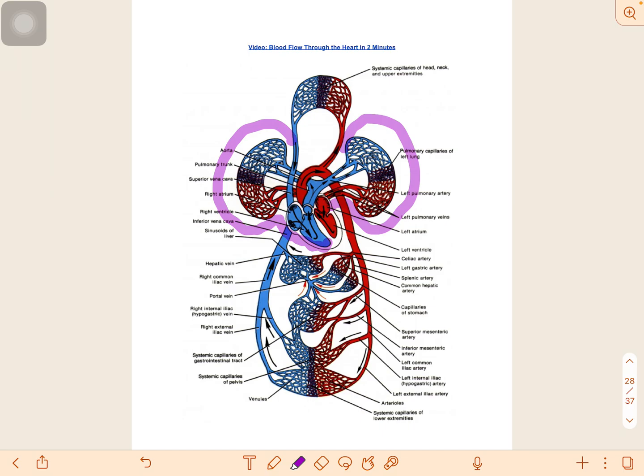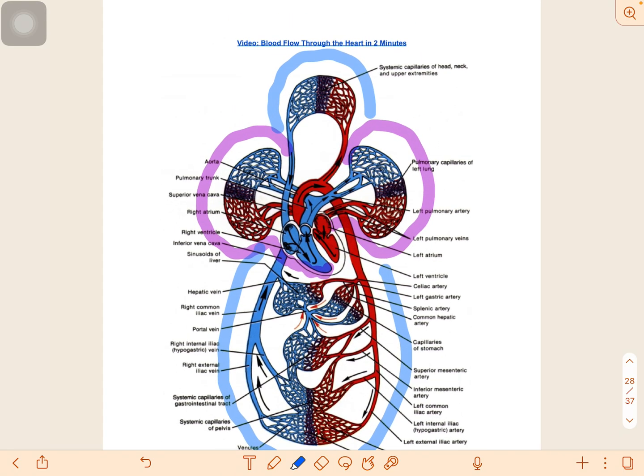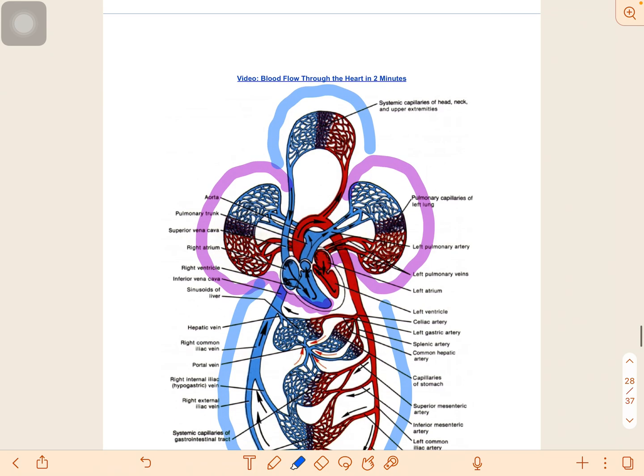Now, the rest of your body, we are now going to be talking about the systemic system. Now remember, gas exchange happens everywhere, all right? This is what we're going to talk about now, gas exchange. And the three blood vessels that we need to remember are the arteries, the veins, and the capillaries.